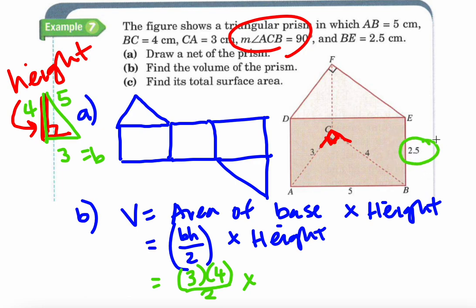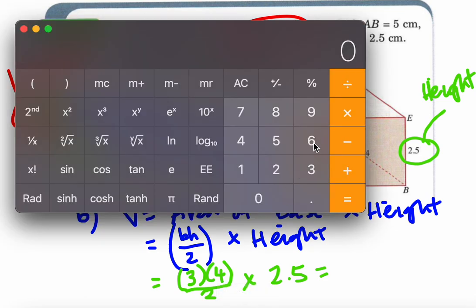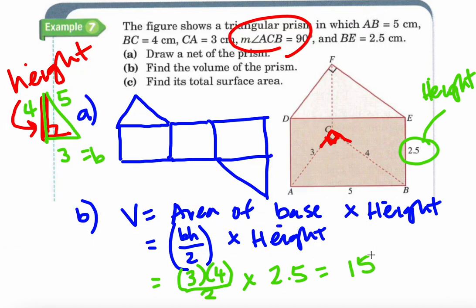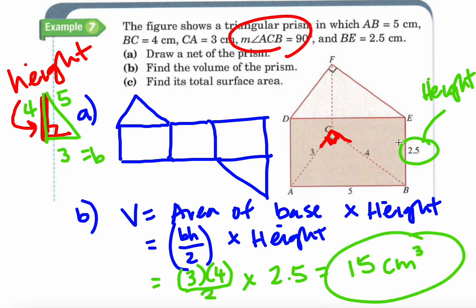So it is right side up. So all we have to do now is figure out the height. And this is the height. This is how tall the entire thing is, which is 2.5. So now we are done. We just have to do the calculations. 3 times 4 is 12. 12 divided by 2 is 6. 6 times 2.5 is our answer, 15. This is centimeters. Volume is 3-dimensional, so 15 centimeters cubed. That's the volume of the prism.